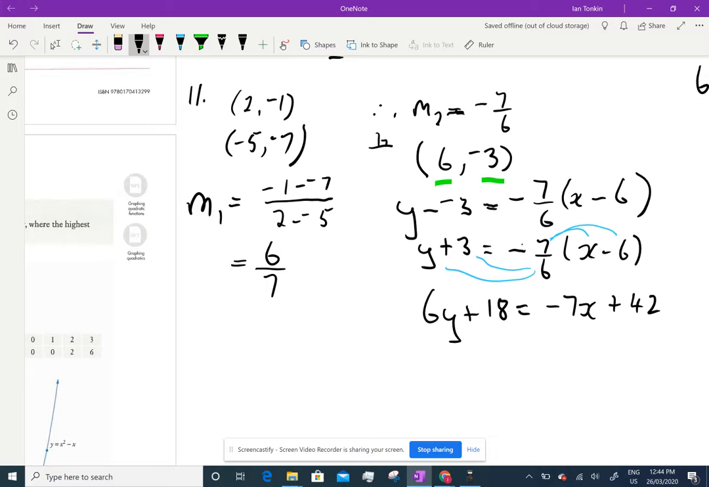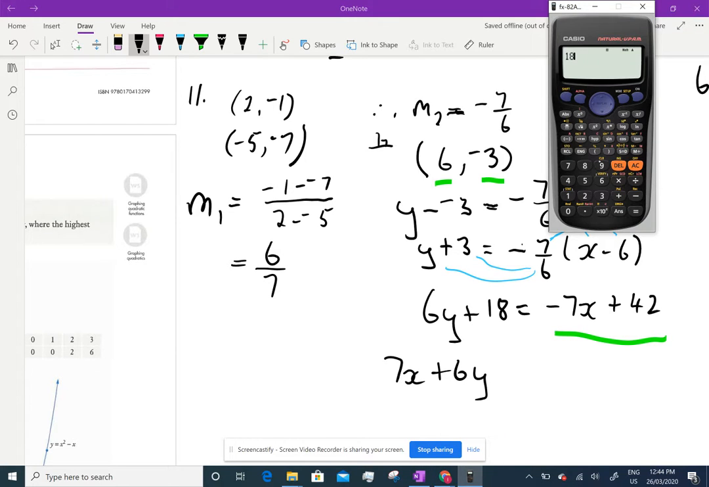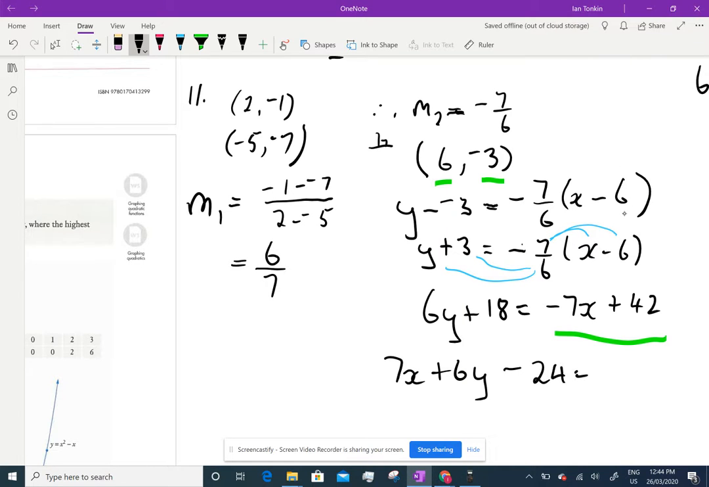Bring it all over so that the x is positive. So I'm going to move all of this over to the left-hand side. So I'm going to get 7x. The 6y is already positive. And I'm going to get minus 42. Well, I better do that in my calculator. I don't want to make a simple mistake. 18 minus 42, negative 24. So minus 24 equals 0.